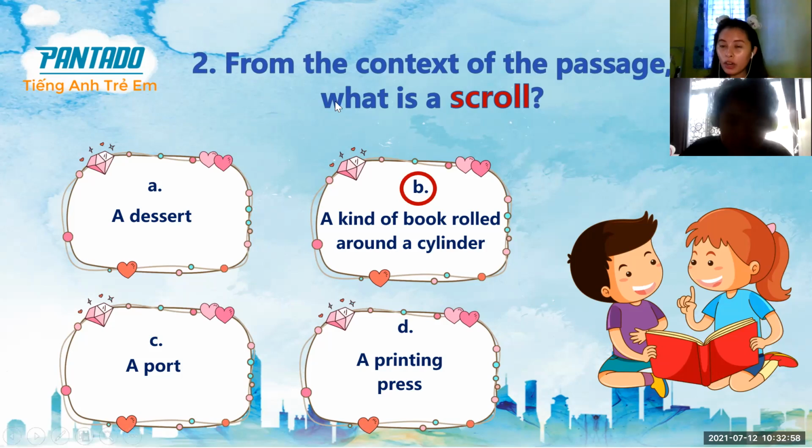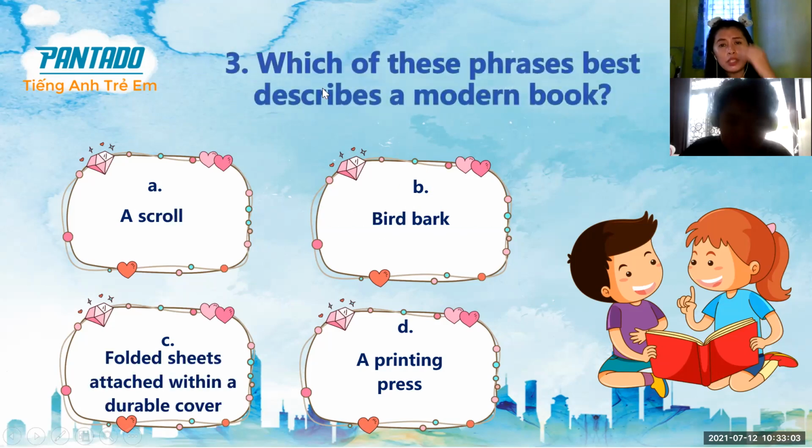That is scroll. Okay. Another one, number 3. Which of these phrases best describes a modern book? Modern means our time, because the book before is ancient. It's a lot of process. But for the modern book, the book that we have, is it a scroll, a birch bark, folded sheets attached within a durable cover, or a printing press?